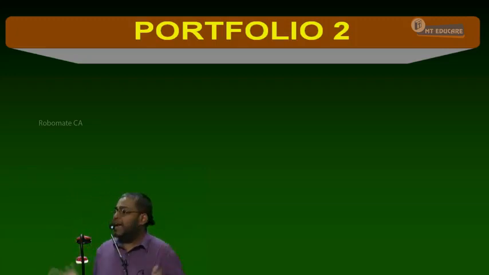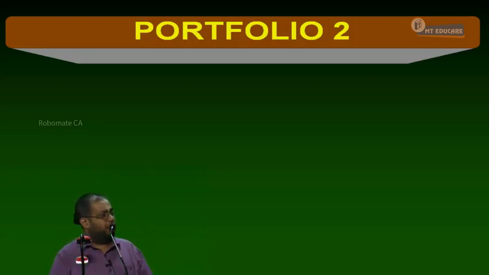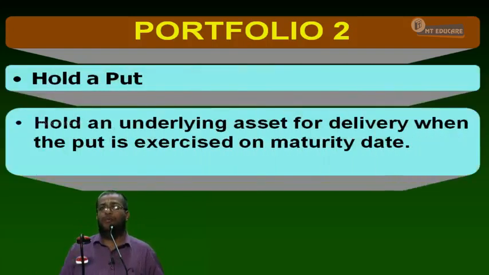In that case, the natural portfolio for a put option holder is holding a put, and also holding a share which can be delivered if the put is exercised. So this is the portfolio of the put option. Yes or no? In that case, hold a put, hold an underlying asset for delivery when the put is exercised on maturity date. Accepting it or not?